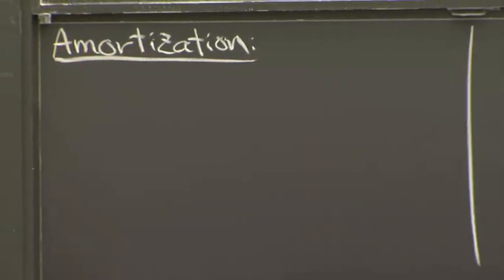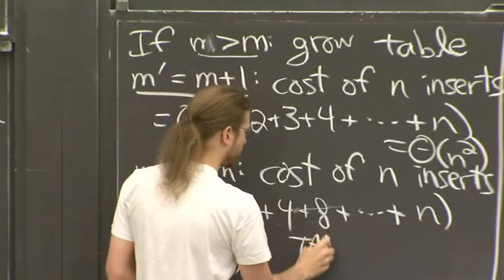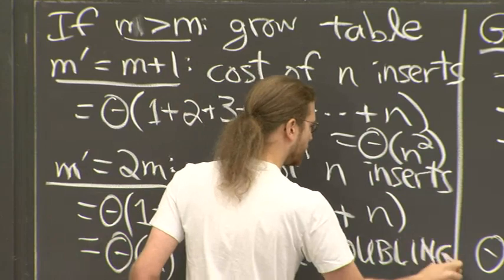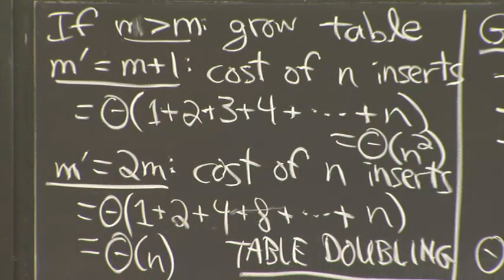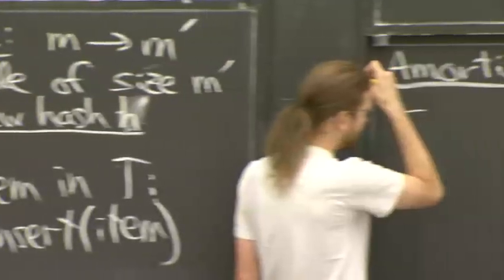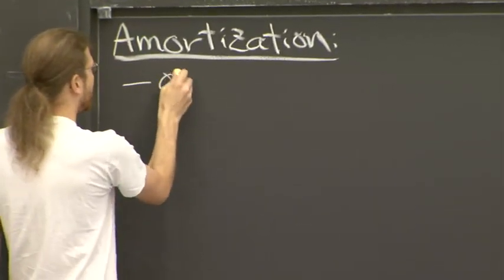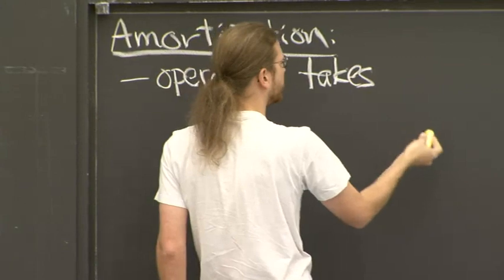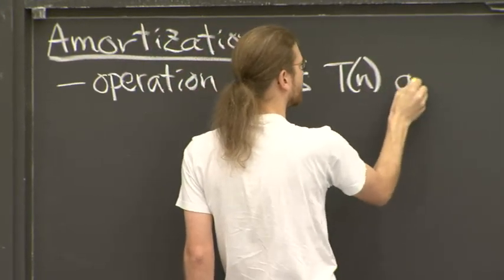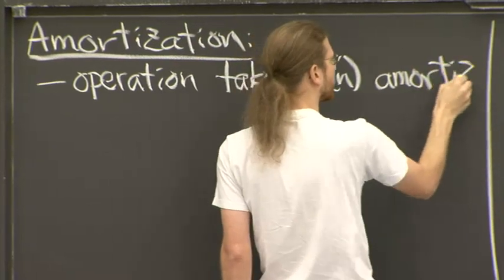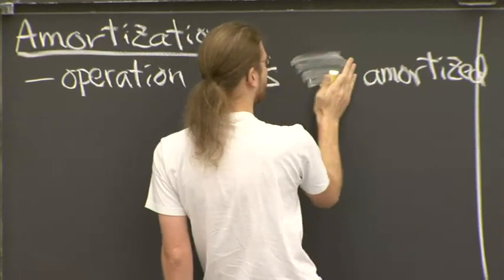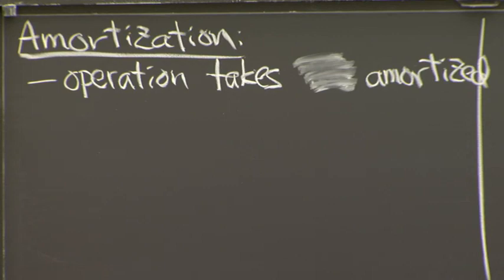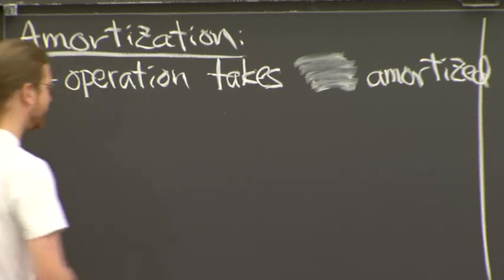Maybe I should write here, we call this table doubling. Okay, so the idea with amortization, let me give you a definition. Let's say, actually, I'm going to be a little bit vague here and just say I want T of n. Let me see what I say in my notes. Yeah, I'm going to say T of n.